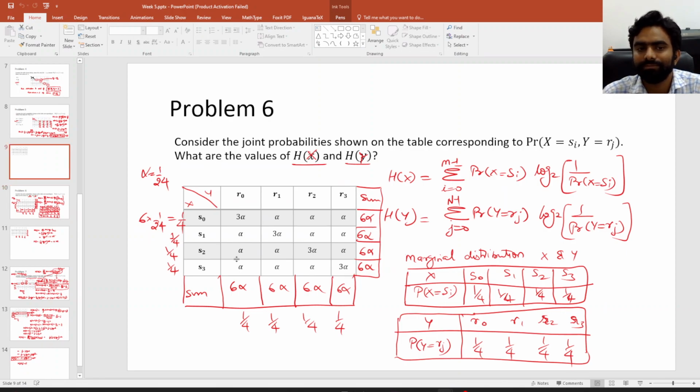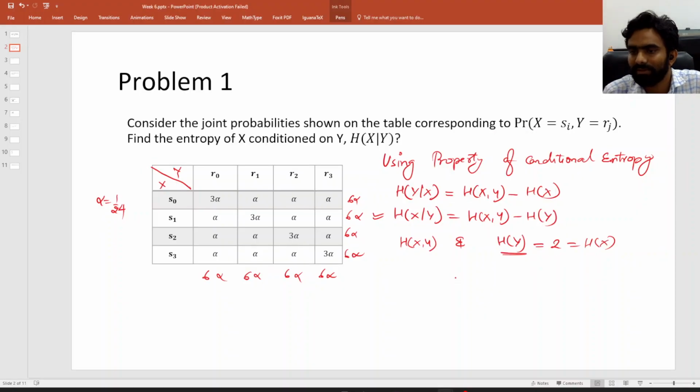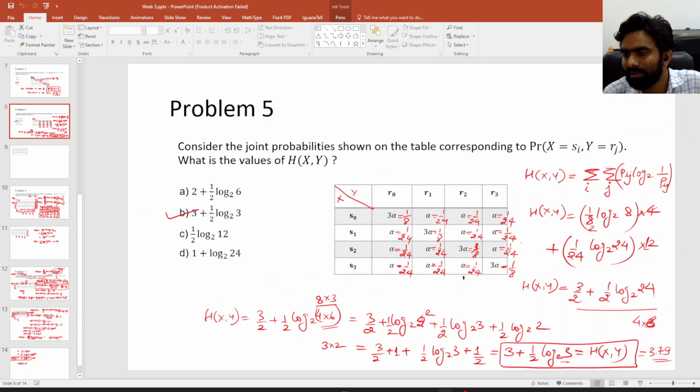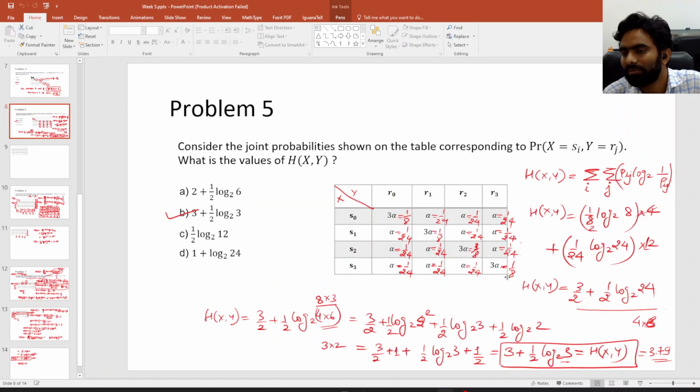Then H of XY, the joint entropy, we have to find. I have written and calculated all the probabilities, and find it using the formula H of XY equals sigma ij Pij log 2 of 1 by Pij. Just remember this formula, and we have calculated it. It has come out to be 3 plus half log 2 of 3.